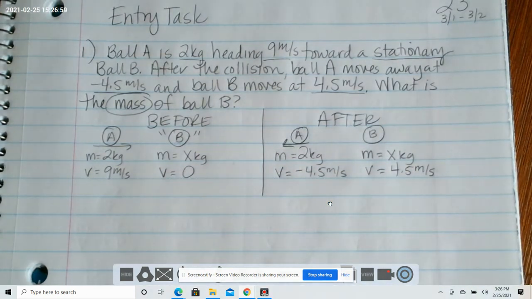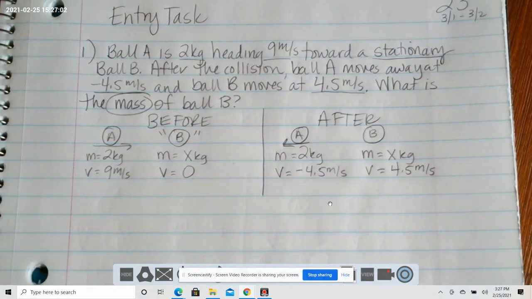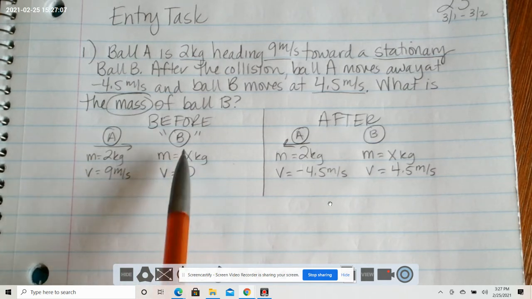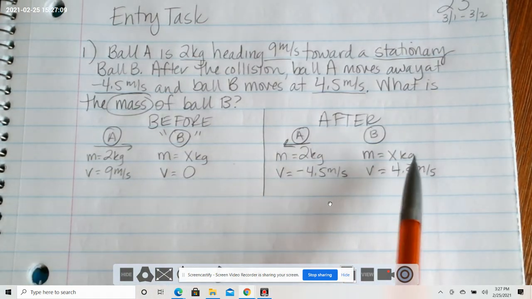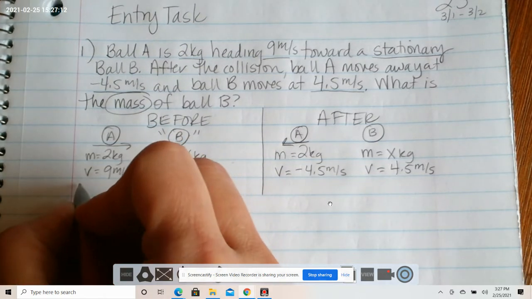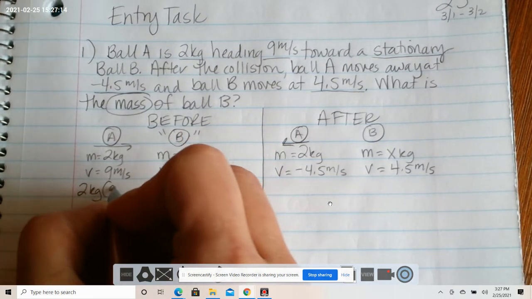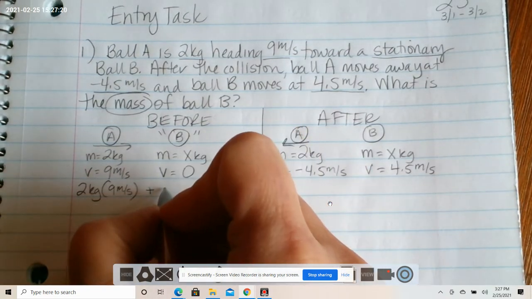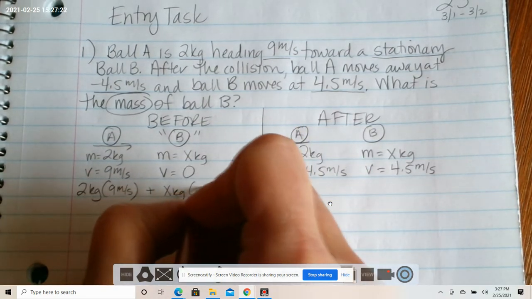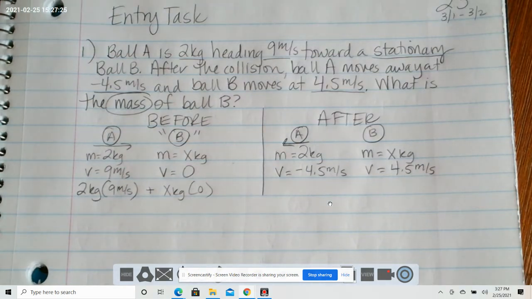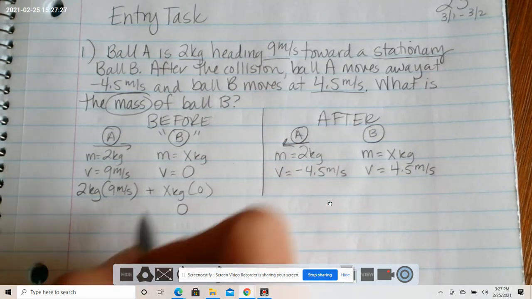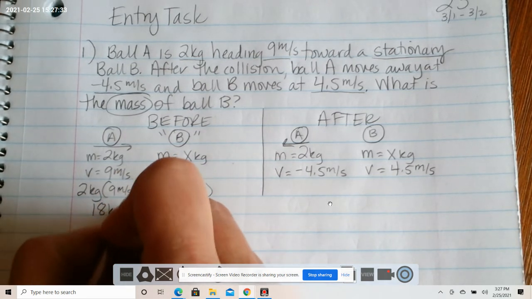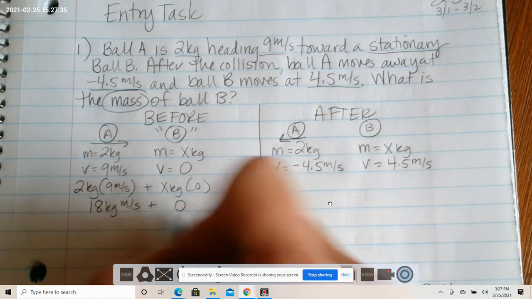So we have both sides set up. We still know that momentum is conserved before and after the collision. That means the total momentum before equals the total momentum after. So we have to do our mass times velocity. So we're going to do mass, 2 kilograms times 9 meters per second, plus our mass times velocity over here. Well, we've got X kilograms times 0. So right there, we already know this is going to be 0, so we don't have to really worry about it. And 2 times 9 is going to be 18 kilograms meters per second plus 0. That's just 18 kilograms meters per second.